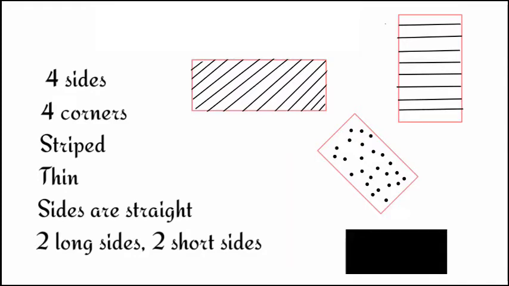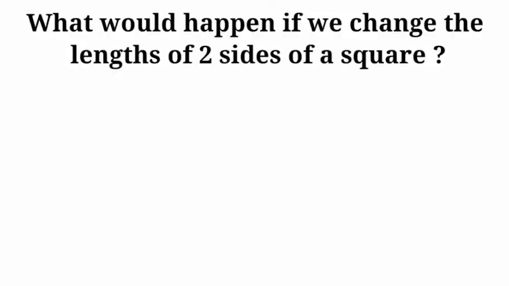Four sides, four corners, four stripped and thin. Sides are straight, two long sides and two short. What would happen if we change the lengths of two sides of a square? What would happen? Once you imagine it, tell me.